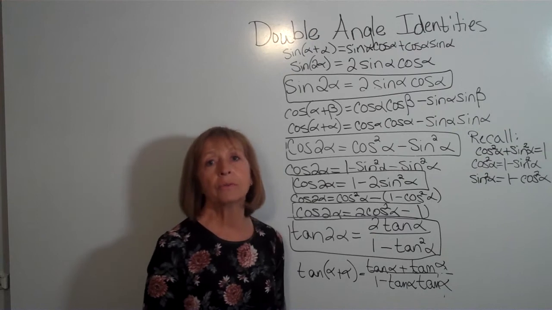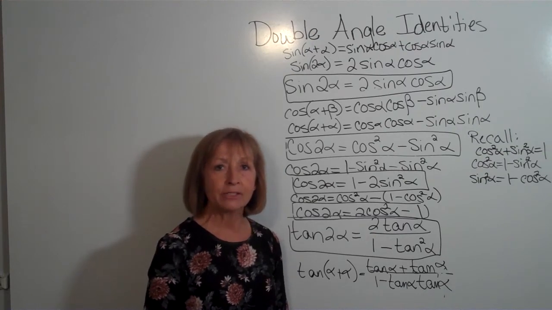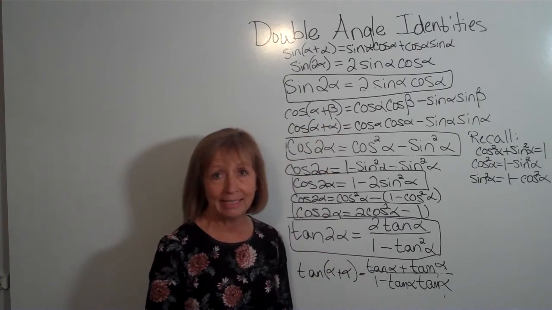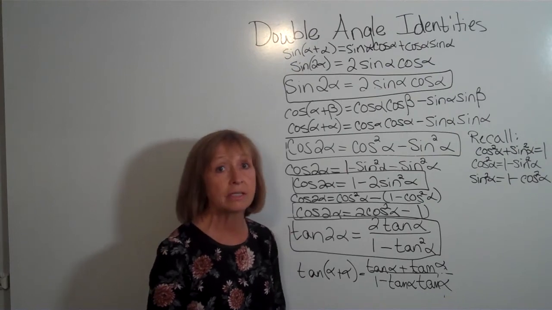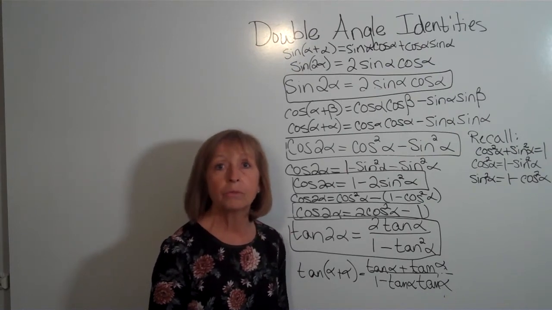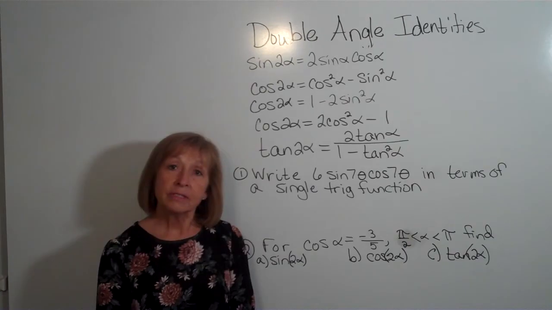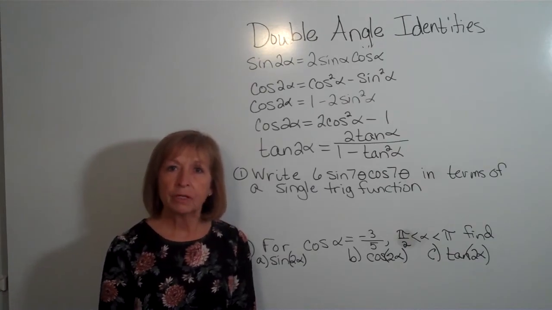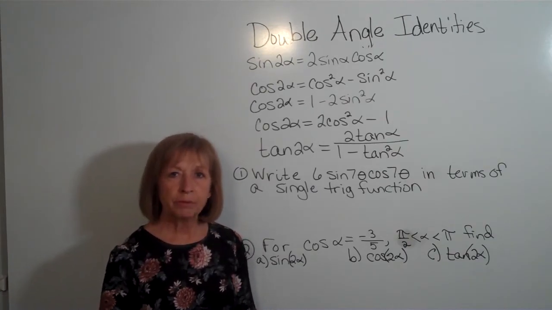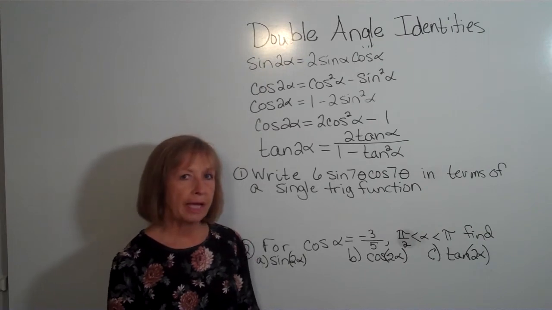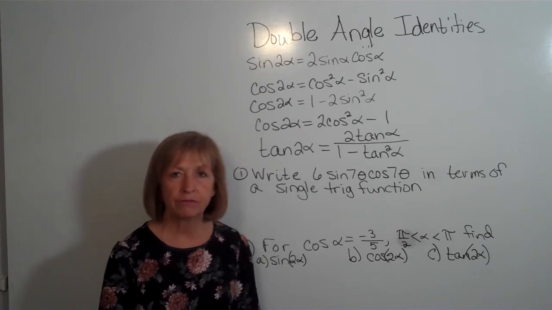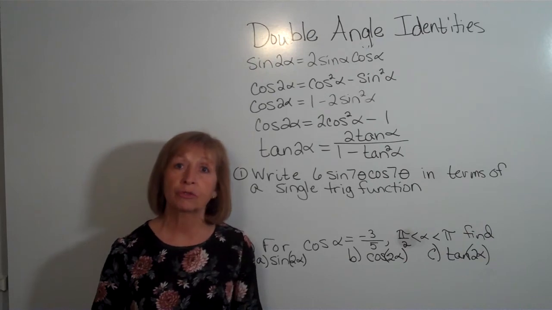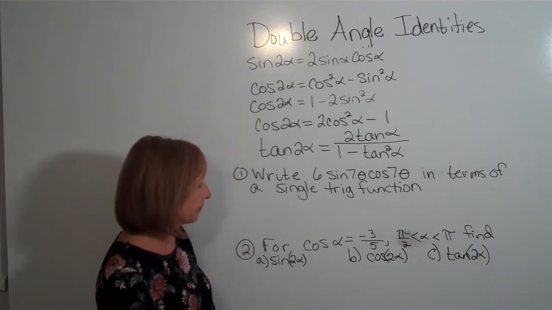Next up, we're going to write out some different problems that ask you to utilize these double angle identities to make simplifications and also to prove and verify identities. Here are some examples of ways that we can use our double angle identities to simplify expressions or to actually find the values of trig functions of double angles if I know a trig function of the angle itself.